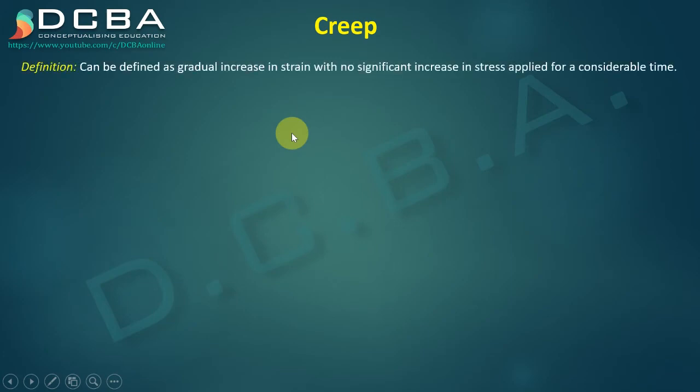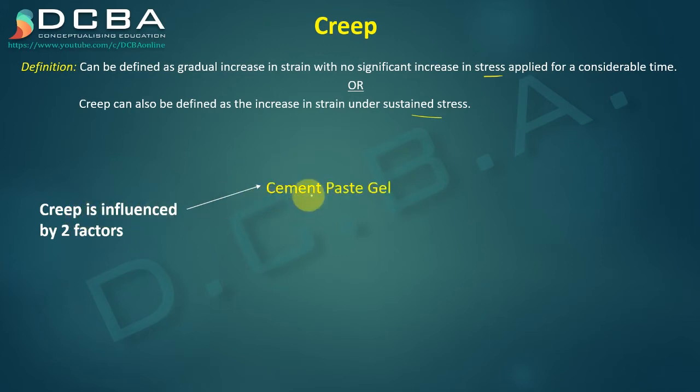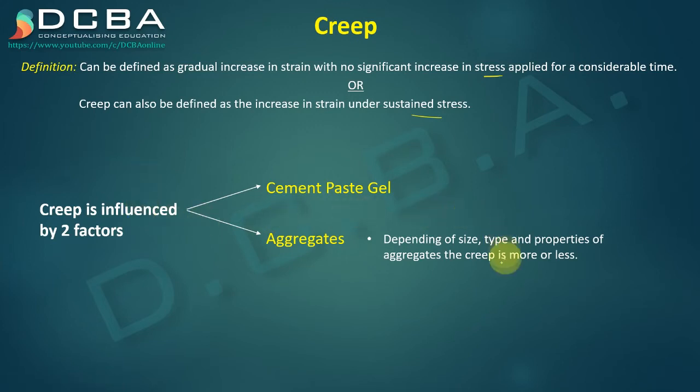So it can be defined as gradual increase in strain with no significant increase in stress applied for a considerable time, or it can also be defined as the increase in strain under sustained stress. Sustained stress means it is not increasing, it is constant. So creep is influenced by two factors. First is the cement paste gel and the second is the aggregates. That is, depending on size, type and properties of aggregate, the creep will be more or it will be less.